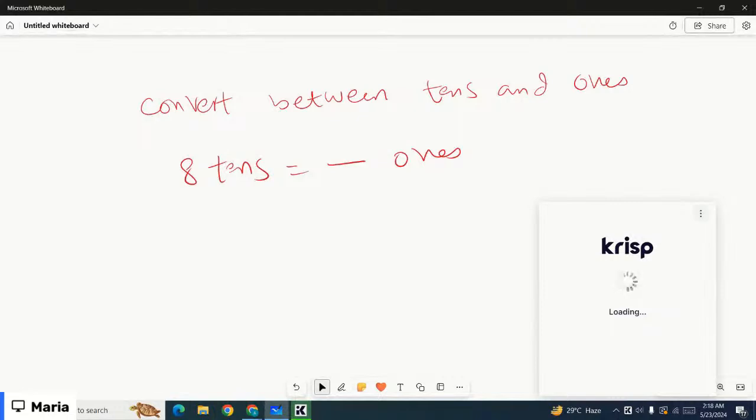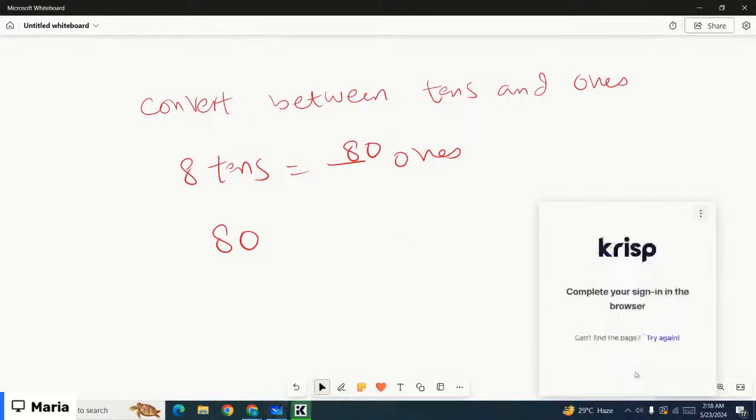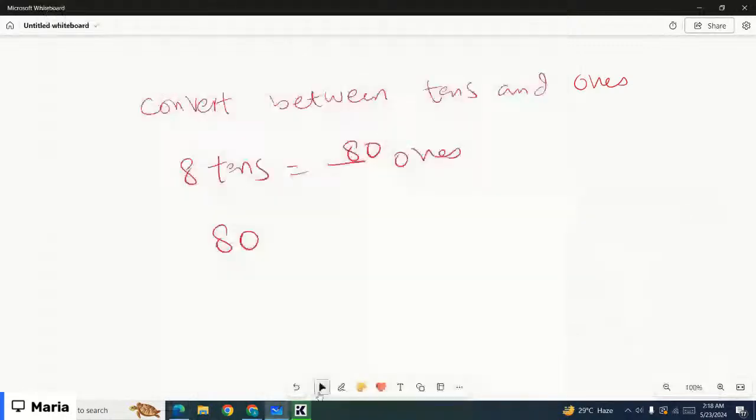8 tens means 80, right? 8 tens, that means 80. That means you can make 80 ones. The correct option is 80 ones. Got it? 8 tens means 80, and when you have 80, that means you have 80 ones. Got it?